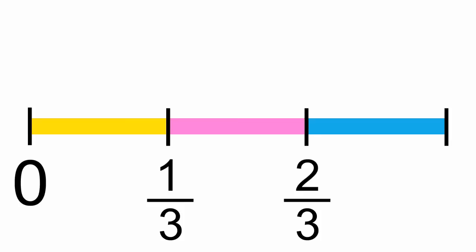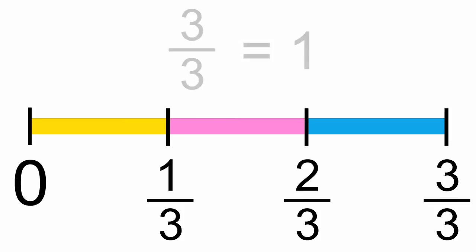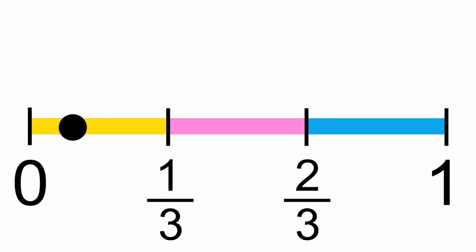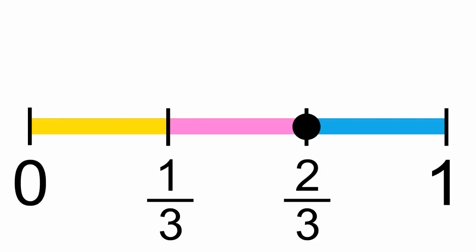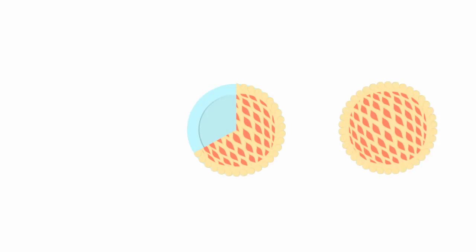These are thirds. Now let's count. 0, 1/3, 2/3, 1. Or we could say 3/3. 3/3 and 1 are the same number. So, to show 2/3 on a number line, we put a dot right here. Notice that it's closer to 1 than it is to 0. Let's ask ourselves, does this make sense? Well, when we have 2/3 of a pie, that's closer to being a full pie than an empty pie, right?